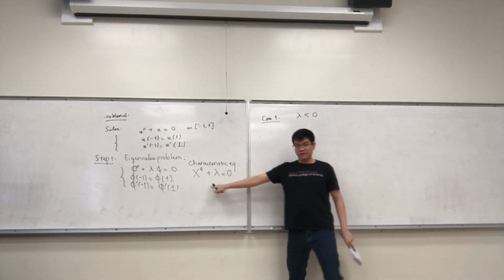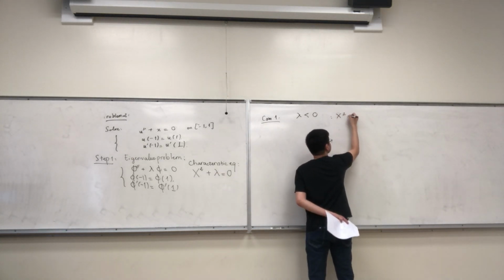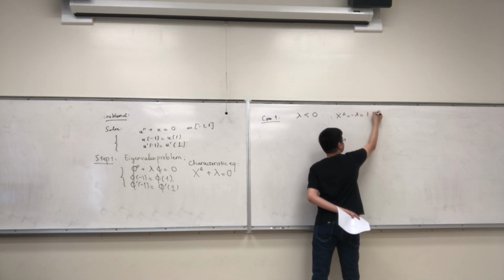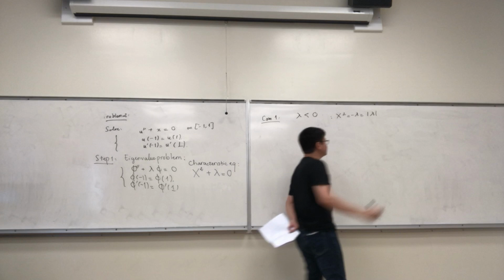So when lambda is smaller than 0, you're going to have x squared is equal to minus lambda, which is the absolute value of lambda, which is greater than 0.